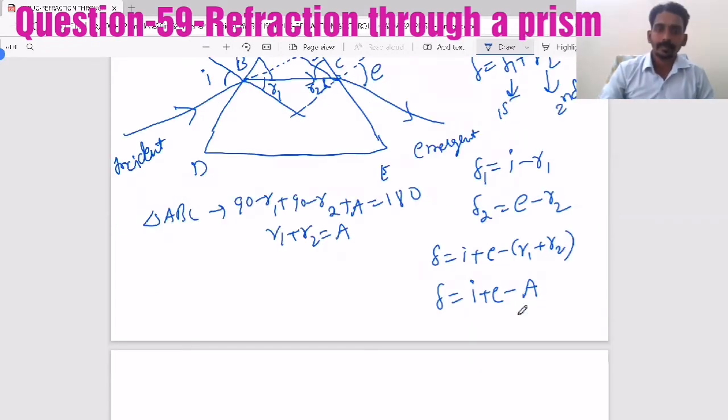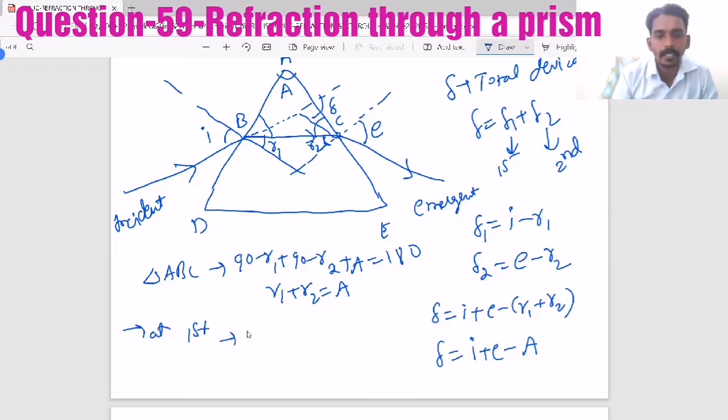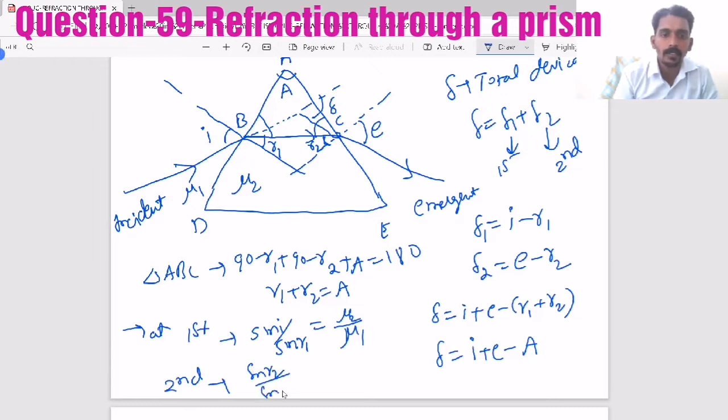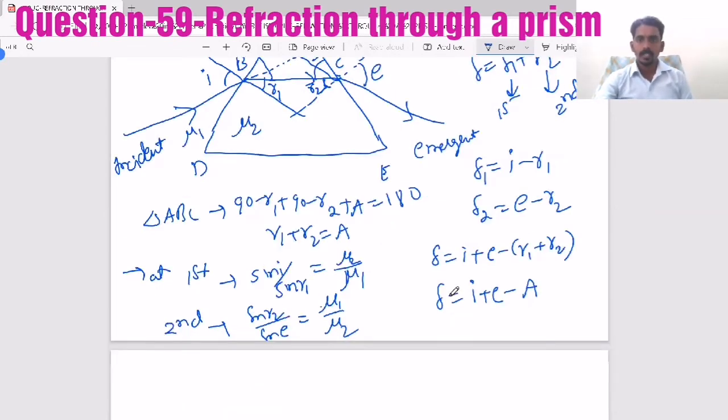Now here you can apply Snell's law also at every surface. Like at the first refracting surface, sin I by sin R1 equals mu by 1. Or if you consider this is mu2, this is mu1, then mu2 by mu1. And at the second surface, sin R2 by sin E equals mu1 by mu2. So these are the equations you can make when a light passes through a prism.